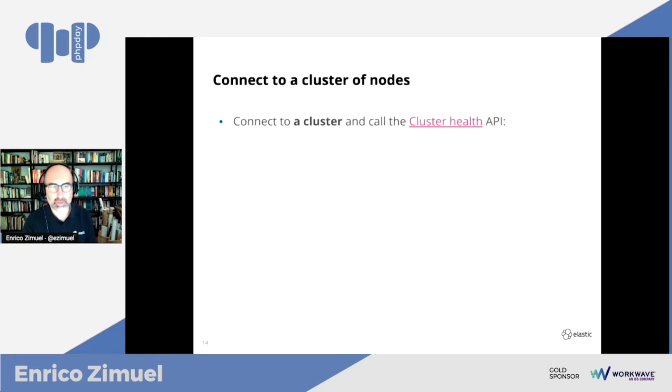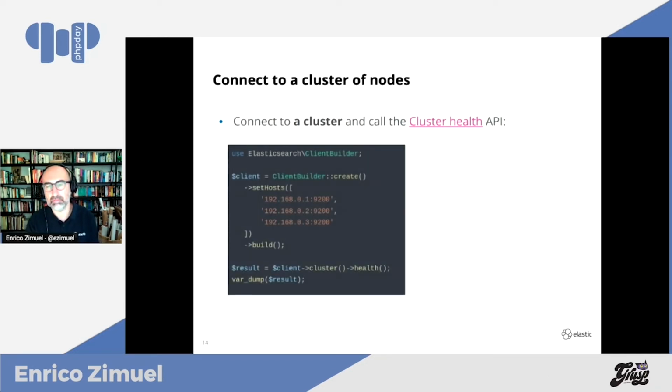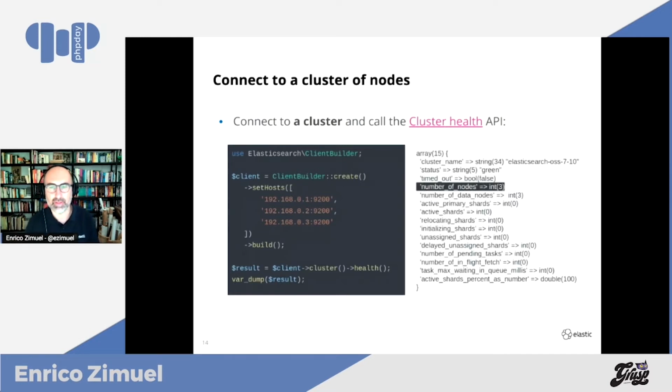Imagine that we want to connect to a cluster of nodes, not just one single node, but a set of nodes, and call the cluster health API. You can specify the list, as I mentioned earlier, in the setHosts, the list of all your nodes, and you can perform a cluster health to give information about the health of the cluster. For instance, to understand if some node is up or down, the status of the cluster, basically. And you will get back this information.